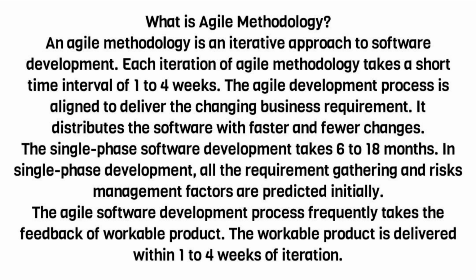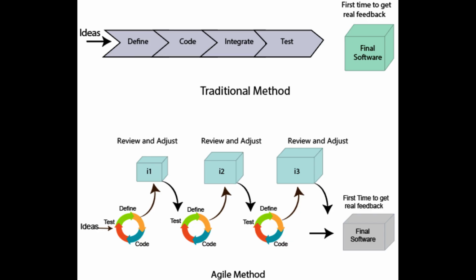The single-phase software development takes 6 to 18 months. In single-phase development, all the requirement gathering and risk management factors are predicted initially. The agile software development process frequently takes the feedback of workable product. The workable product is delivered within 1 to 4 weeks of iteration.